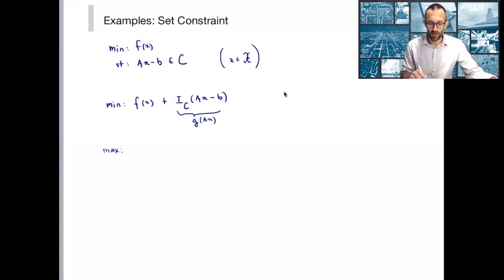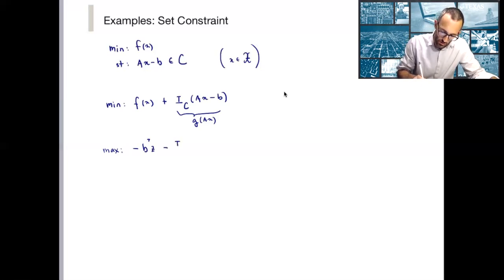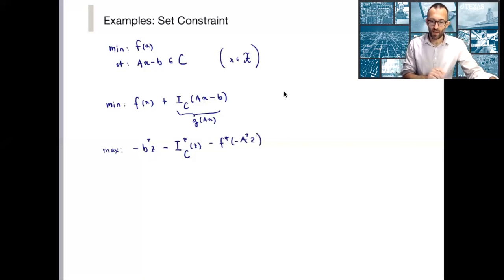So we know the dual is going to look like minus f star of minus A transpose z minus g star of z. And what's g star of z going to be when g is equal to the indicator function of a set C? So this will be equal to minus b transpose z. This is that shift that I mentioned, minus the dual of the indicator function minus f star of minus A transpose z. And now we can look at what happens when we have different, very common settings.